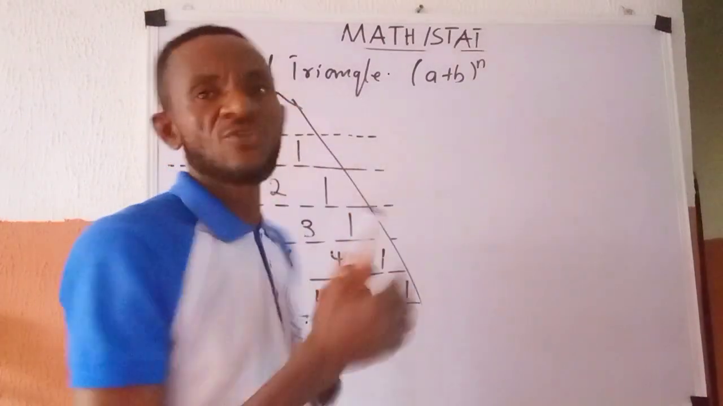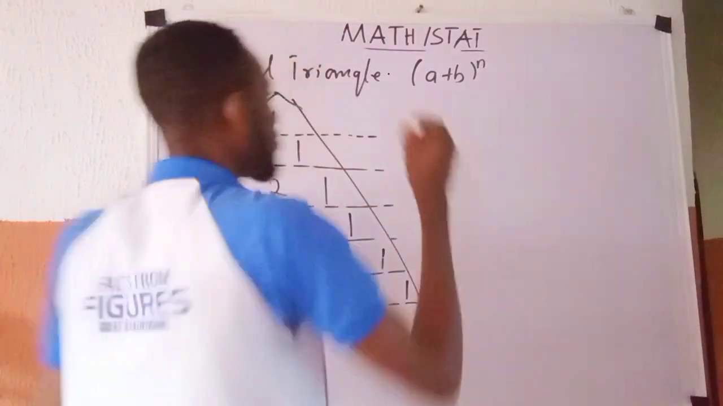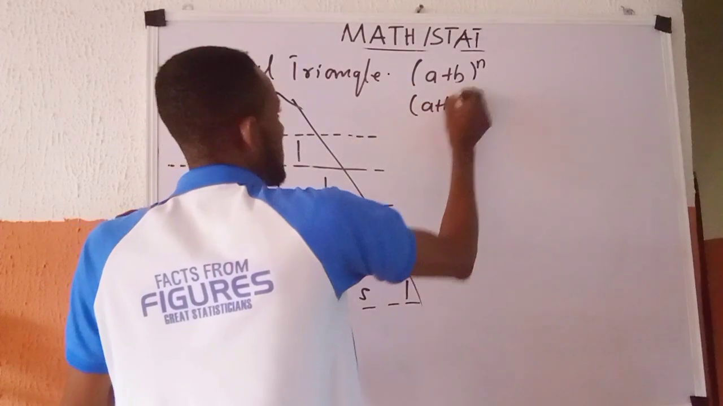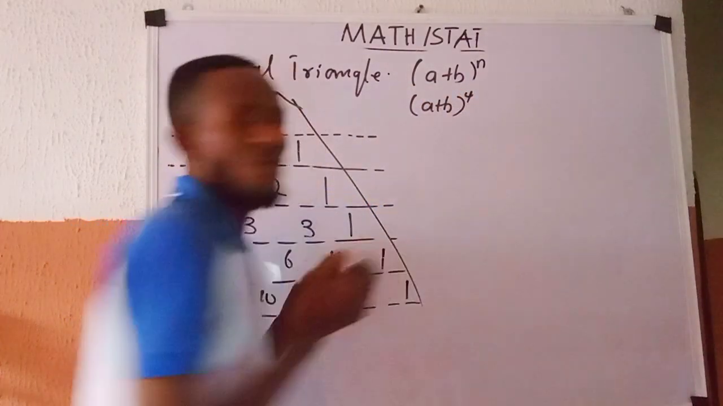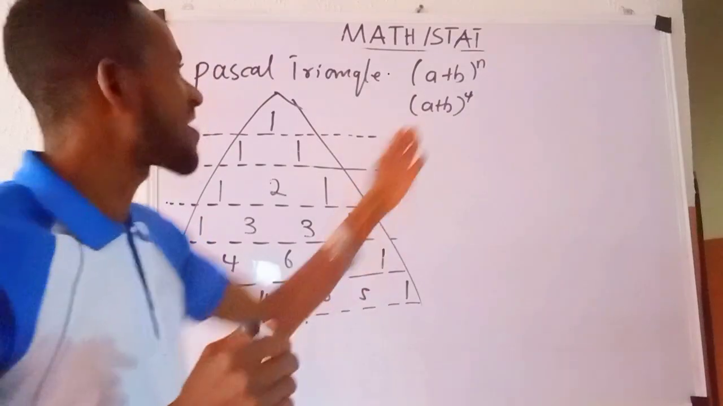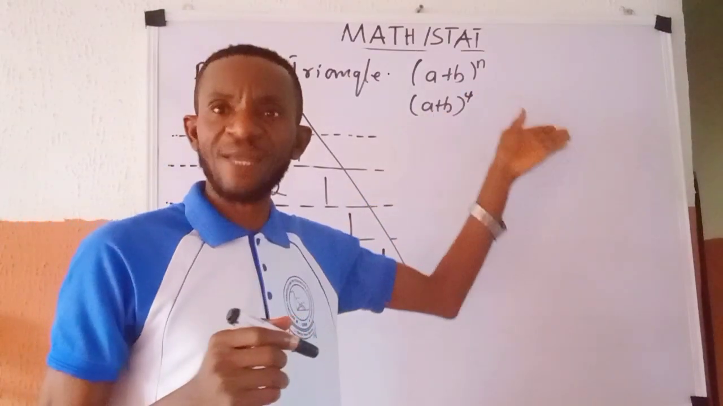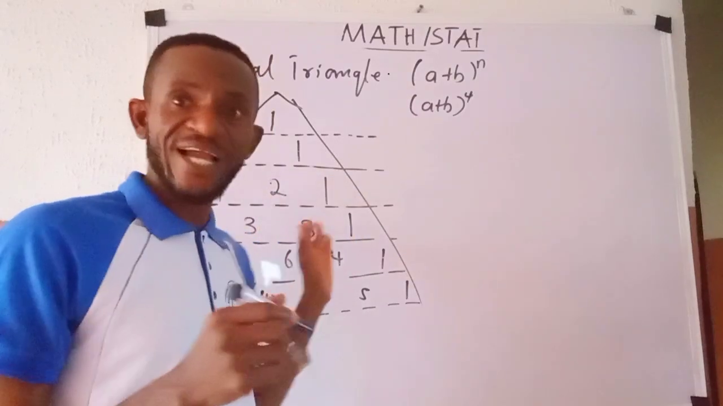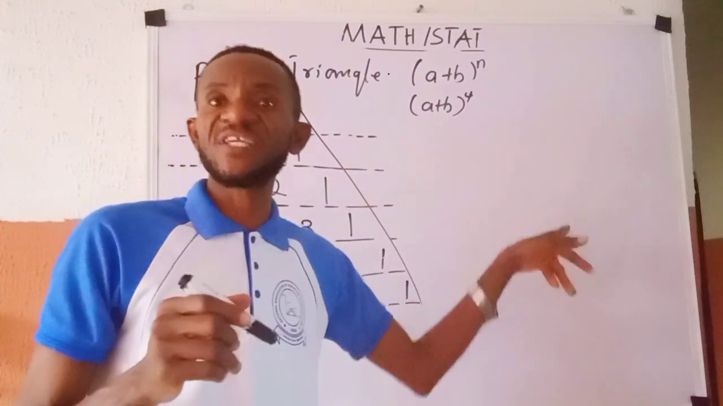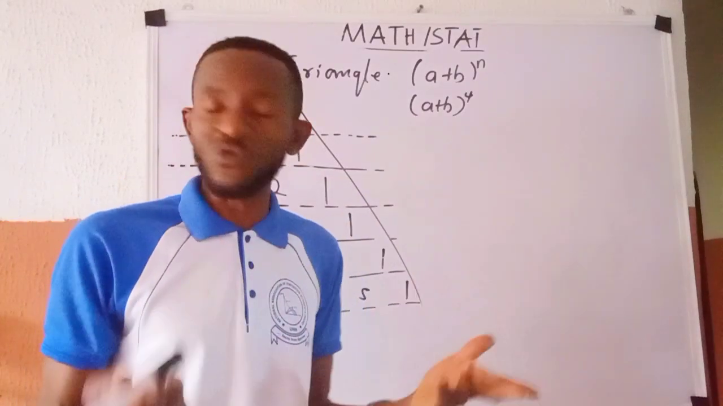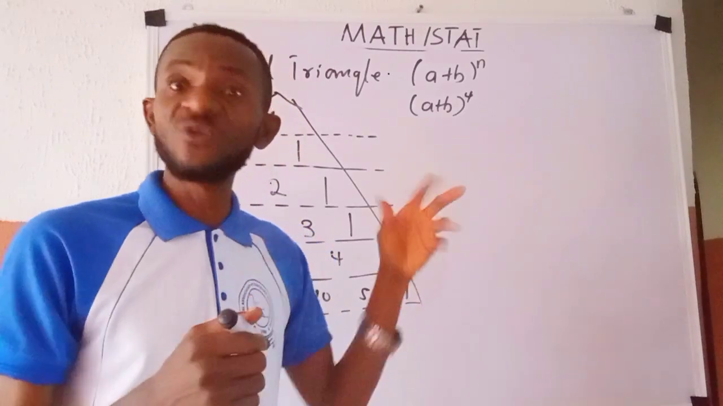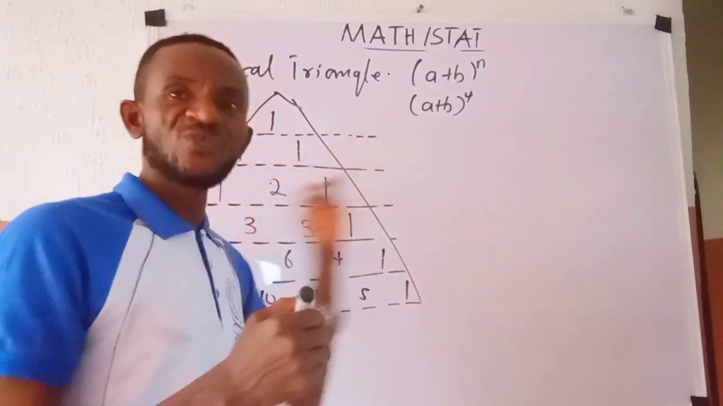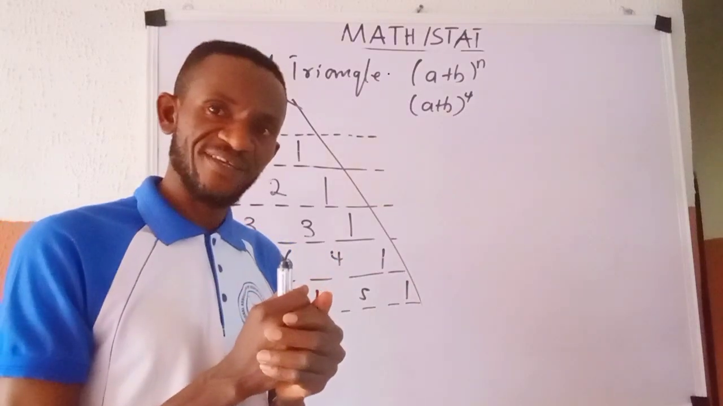What if now we are told that we should evaluate A plus B all raised to power 4. When you are given this to expand in exam hall and you do not know the application of the Pascal triangle, neither do you know the application of binomial theorem, you are going to waste all your time here. But then the moment you know this, you can arrive at the answer quickly.